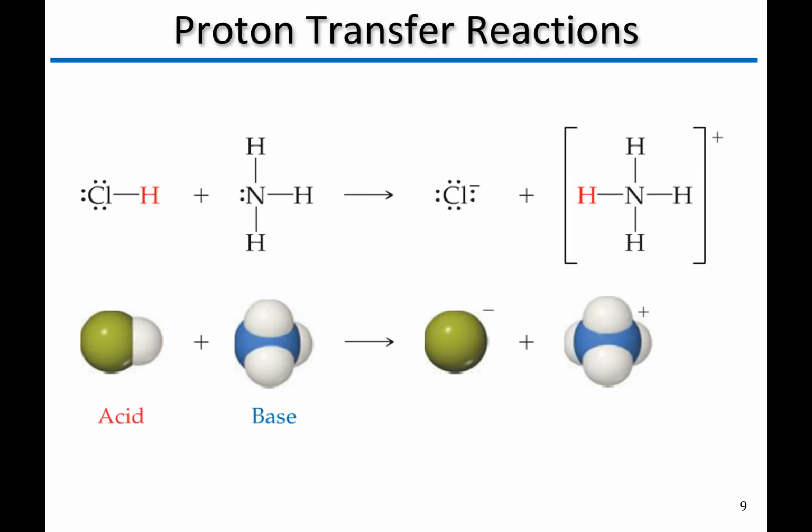Another form of proton transfer could be to a weaker base, like ammonia. Here we have the same process. The lone pair on nitrogen attacks this proton, kicking these electrons back to chlorine, and we end up with NH4+, the ammonium ion, and Cl-. Notice that the proton in red is now attached to ammonia to become the ammonium ion. And that's illustrated by the space-filling model down below.